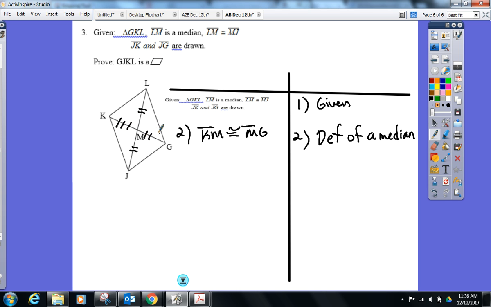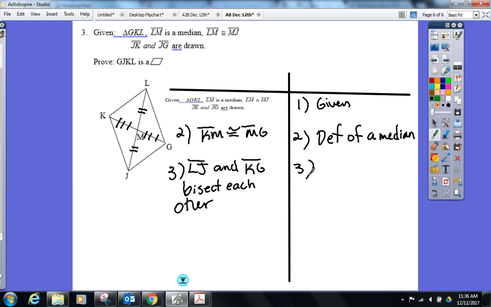Can you guys already tell why this is a parallelogram? Okay, why? What's the reason this is a parallelogram right now? Diagonals bisect each other, but have I said they bisect each other? No, that's why I'm doing this proof with you. You cannot say it's a parallelogram yet because diagonals bisect each other. You haven't told me they bisected each other. So that is step 3, not that it's a parallelogram, but that LJ and the other diagonal, KG, bisect each other. You need to state that before you say it's a parallelogram.